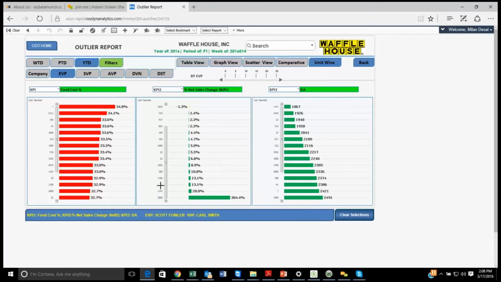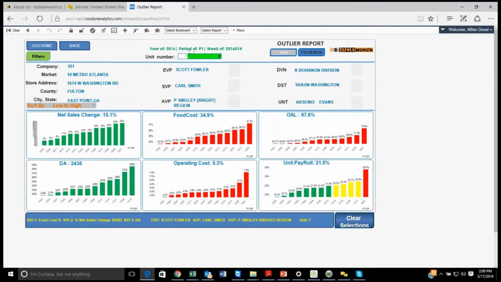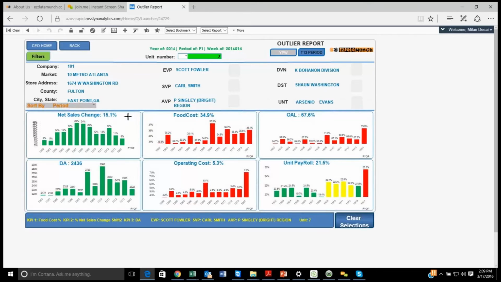So now I want to look at 7 as my unit, for example, and I'm going to drill down into that store related information. So I've selected unit number 7. I'm looking at all its key metrics here. This is the way you can do your performance drill down. This is the way you can look at high to low, low to high. You can look at by period. So there are multiple ways you can.